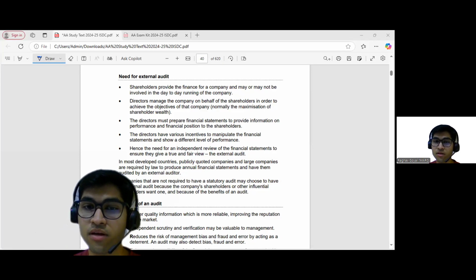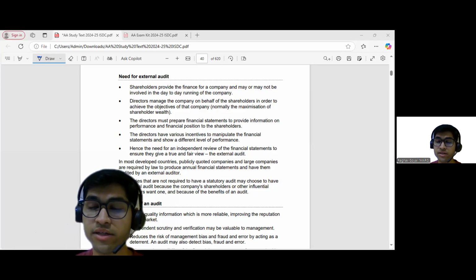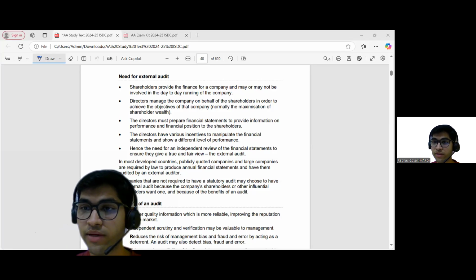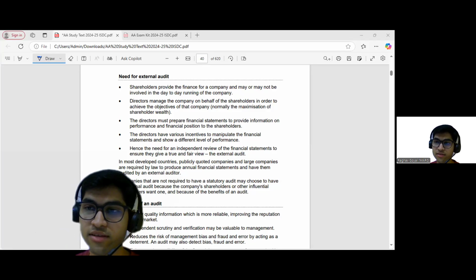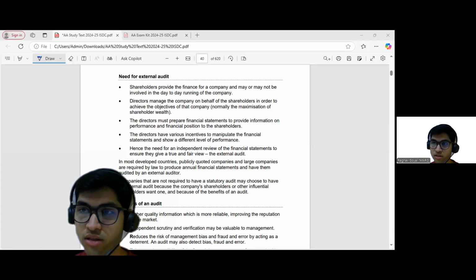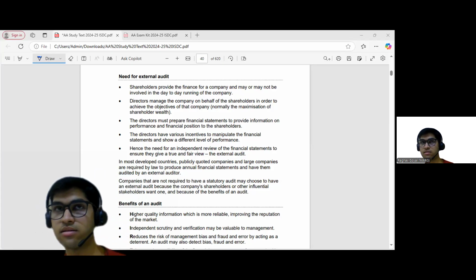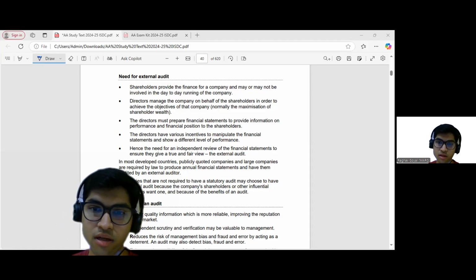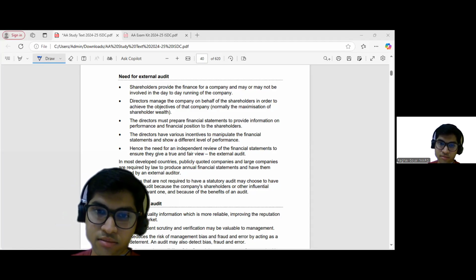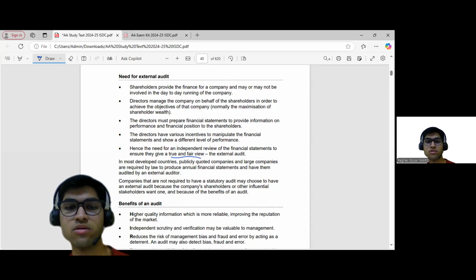But if these directors act in their own self-interest, then they have incentives to manipulate the financial statements and make their own money instead of doing good to the company itself. So that's why the shareholders need certain confidence that the numbers provided by management are correct and can be relied upon. And that's where the external audit function comes in. And that's why they express their opinion on whether the FS give a true and fair view.